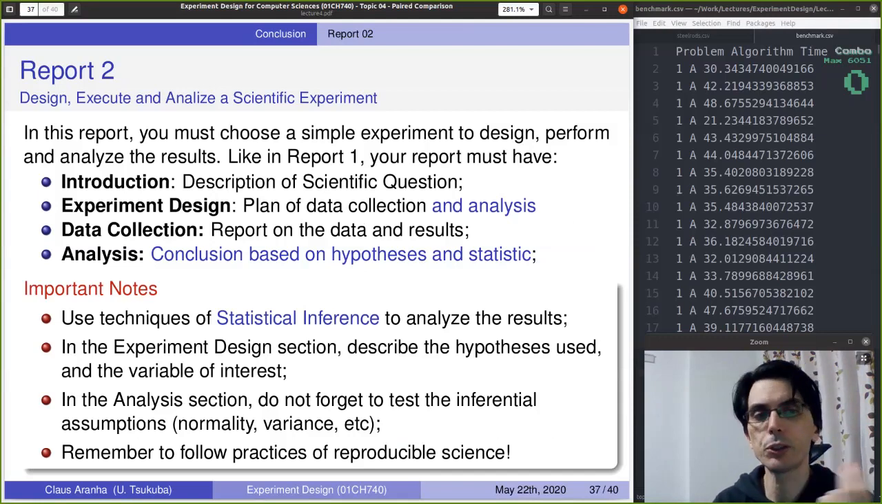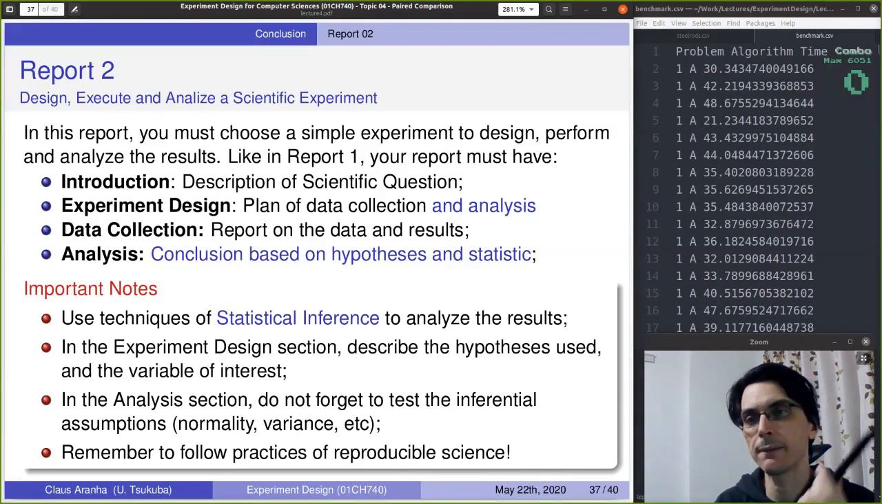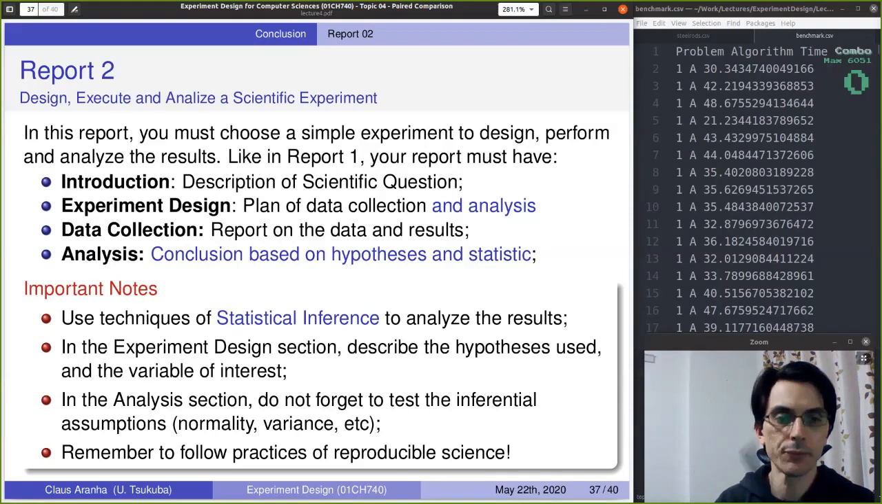Report number two is due 3 weeks from now. So report number two is very similar to report number one. In report number two, you must choose an experiment, perform it and analyze the results. Like in report number one, your report should have four parts. Introduction, where you explain the experiment and the scientific question that you're trying to answer. Experiment design, where you plan the data collection and the analysis that you're going to do. Data collection, where you report on the data and the results. And the analysis. And the analysis must be a conclusion based on the hypothesis that you created and the value of the statistics, and whether you can reject the null hypothesis or not.